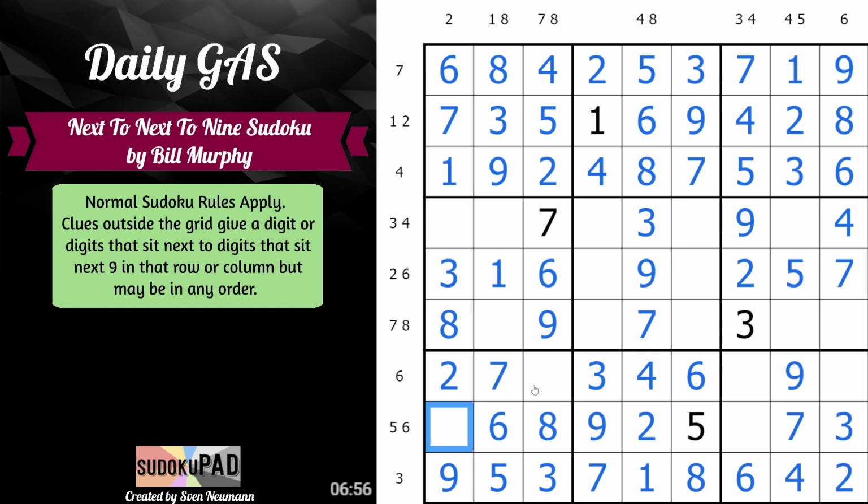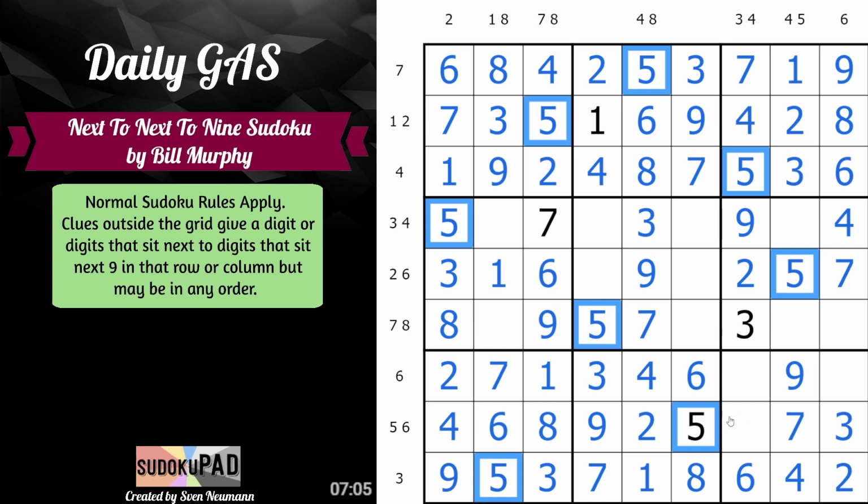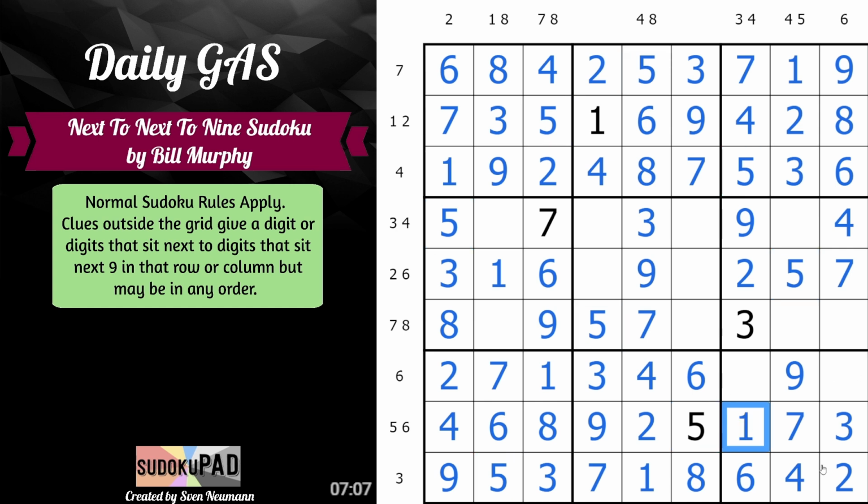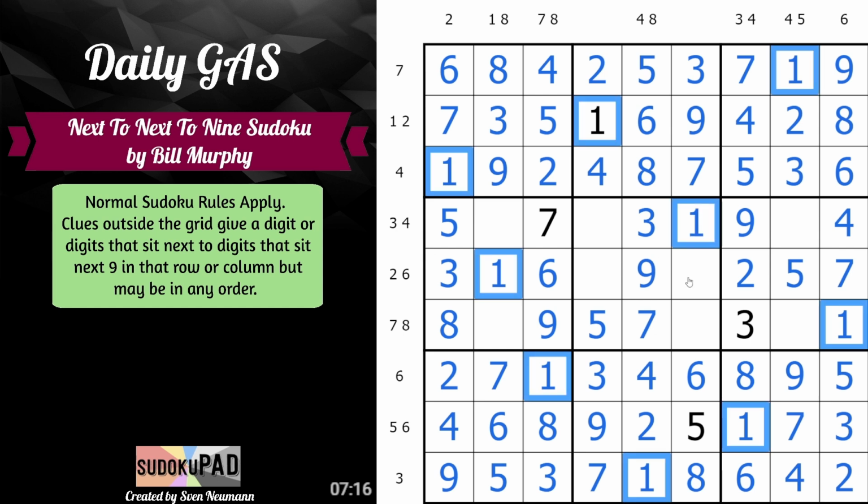Oh wait, what was this? This was 1, 4. So this is 4, this is 1. 4 and 5. 5 leaves us with 5. Across we need 1. From the box we're still missing 5 and 8. From the column here we need 1. 1 leaves us with 1.